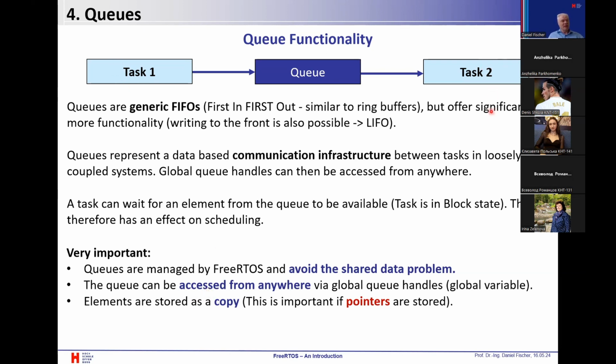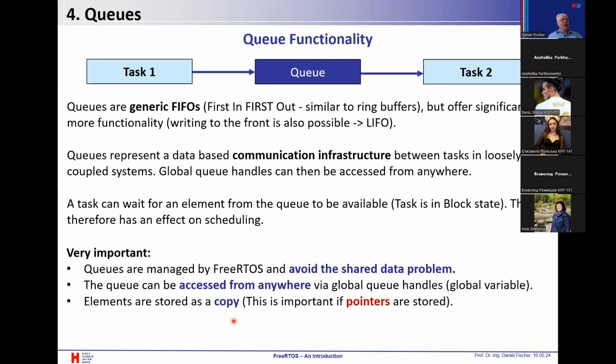If two different tasks want to use a queue, both need a queue handle, and therefore the queue handle must be global or module global. Also important: the elements which you put inside a queue are a copy of it. That means it's copied inside the data of the queue, but it's a little bit difficult sometimes.